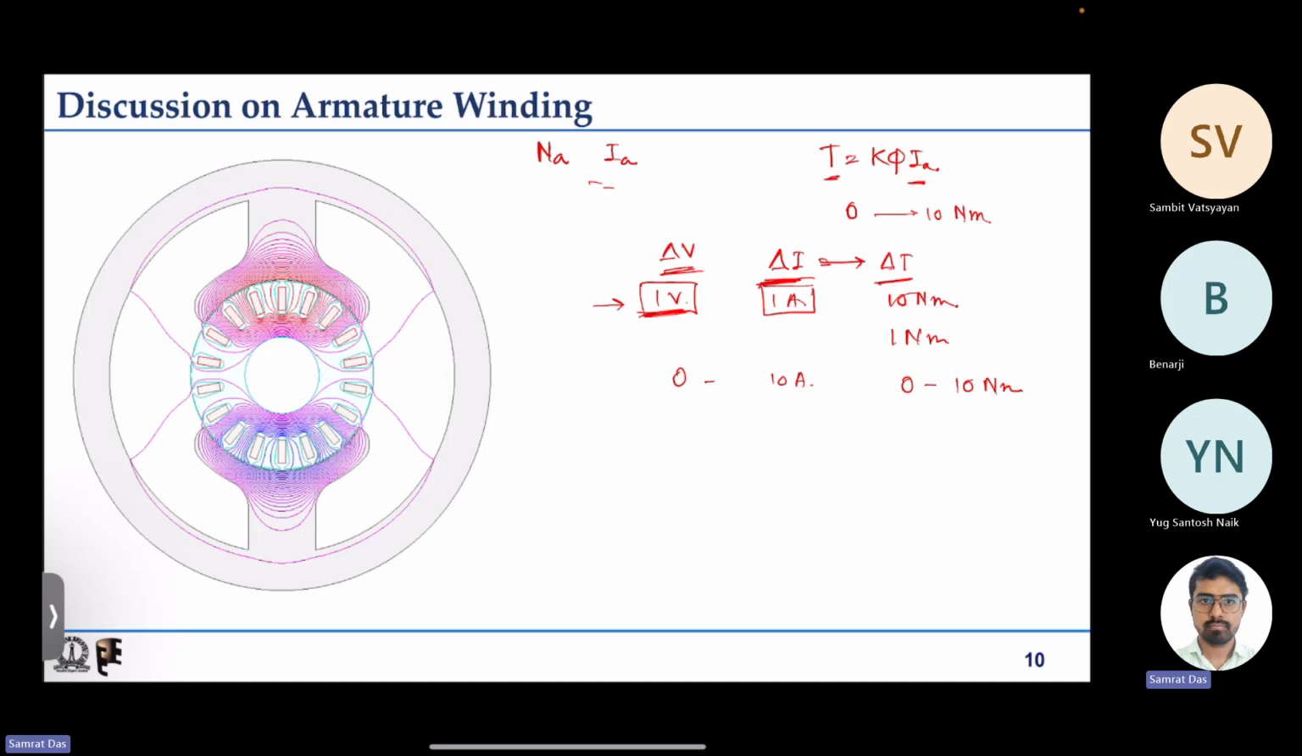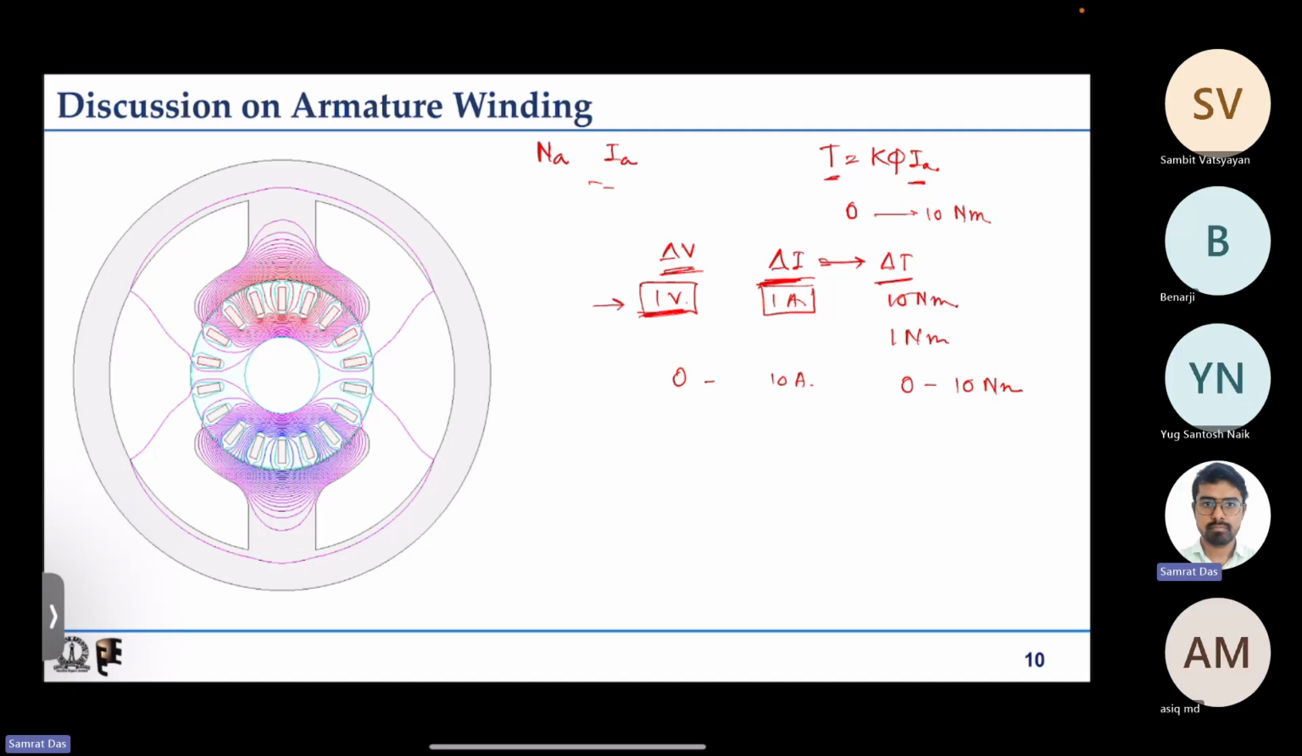So that is one of the points that actually comes as an advantage: if we have quite a big armature current, then we can control torque. We have more range in current, so we can precisely control torque.